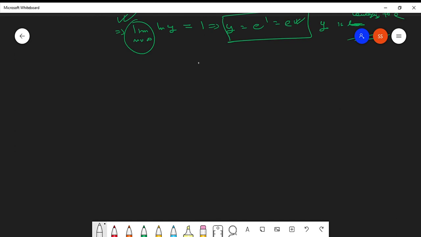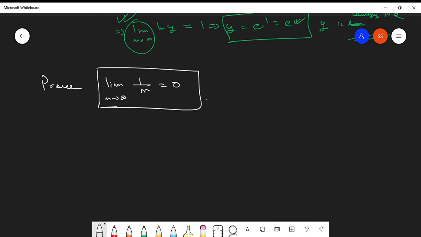Now, how to prove whether some limit is equal to some magnitude? I mean, if I say prove limit n tends to infinity 1 over n is equal to 0, how will you do so? Now, to solve these sorts of problems, you need the definition of convergence. Okay. Easy to do. Just see.